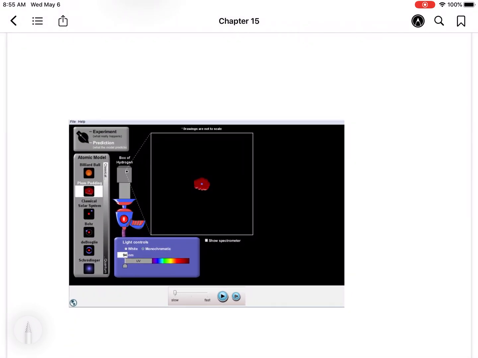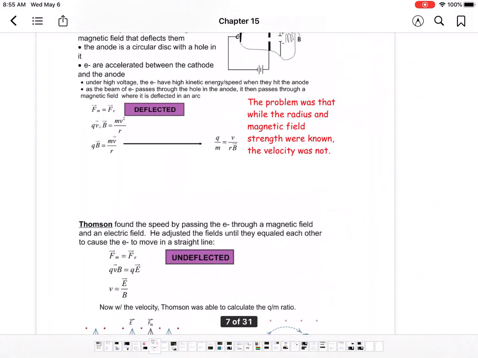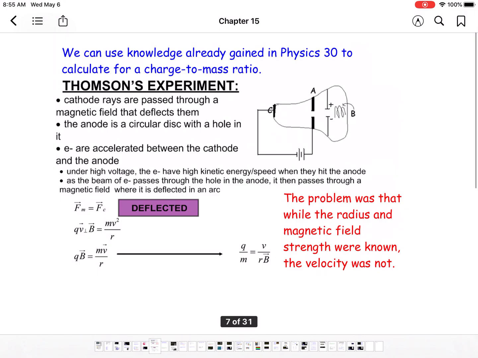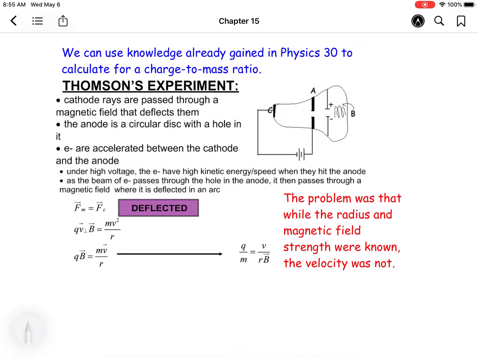So again, you can't see this, but if I shoot a ray into this, what happens is basically it gets absorbed by the positive, excites an electron, and then kicks the electron out, right? That's kind of what he's seeing. Okay, so we already know how to calculate the charge to mass ratio.